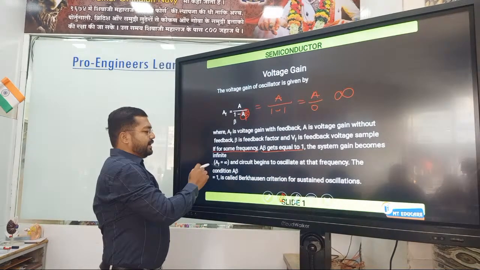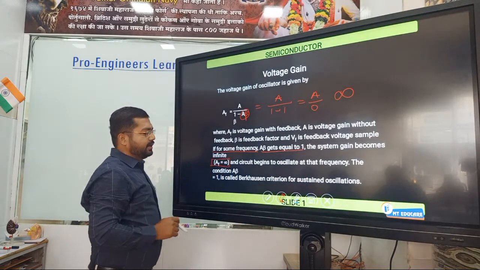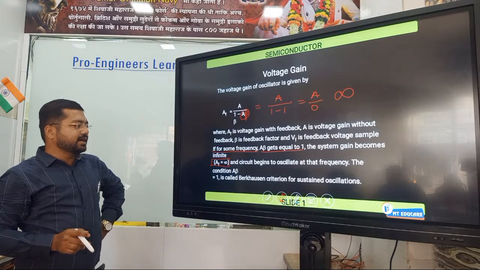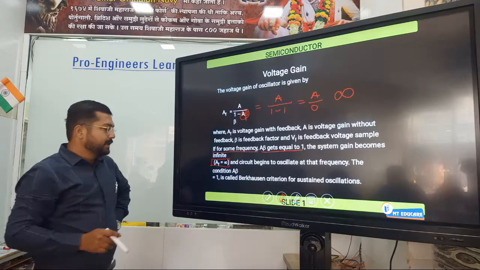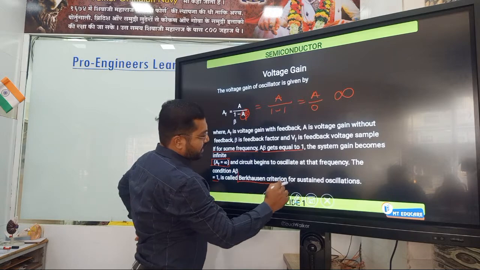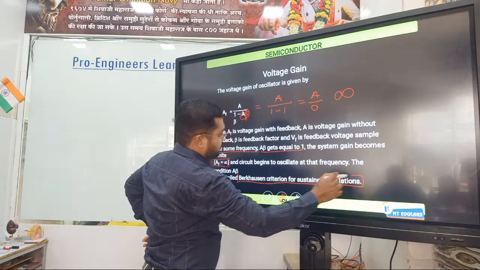So what they said, AF became infinity and the circuit begins to oscillate at that frequency. The condition Aβ equals 1 is called Barkhausen's criterion for sustained oscillation.